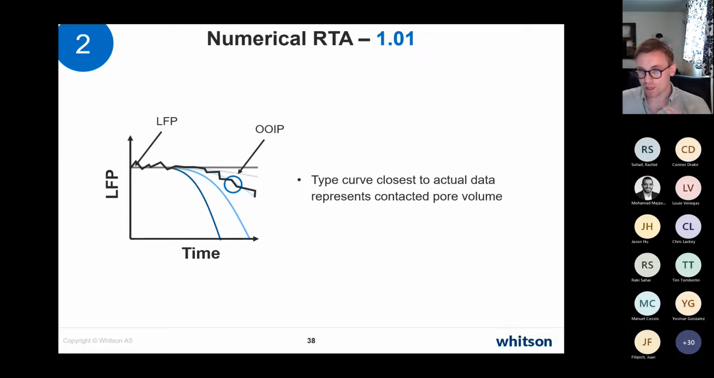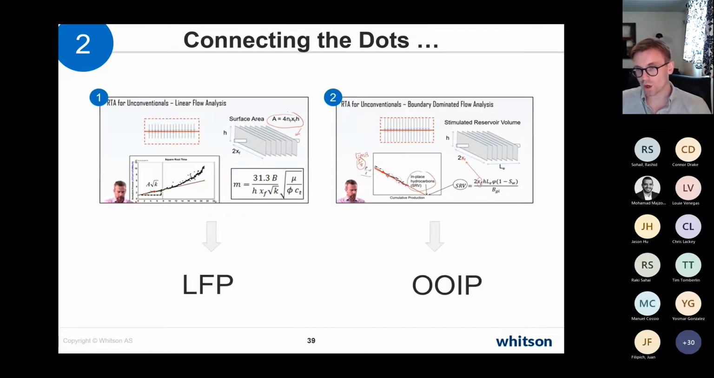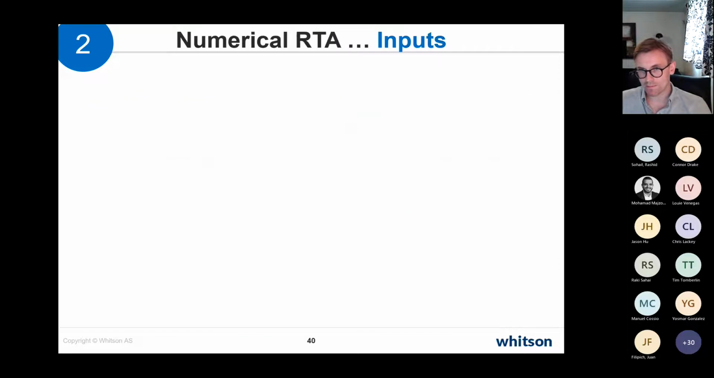Those were the two parameters that you can get from the square root of time plot, and it's also the stuff that you've been doing all along if you've been doing RTA in the past. Square root of time plot, LFP, time to end of linear flow, OIP.